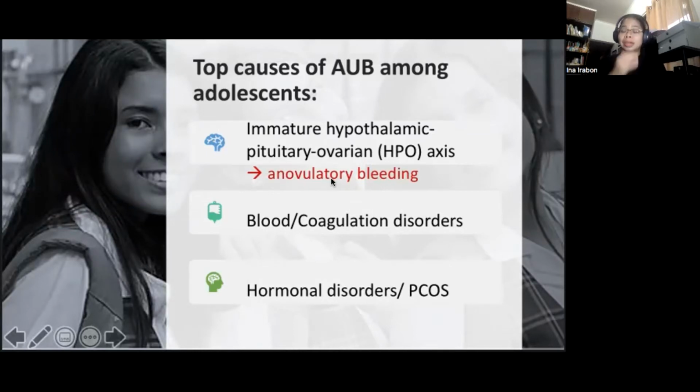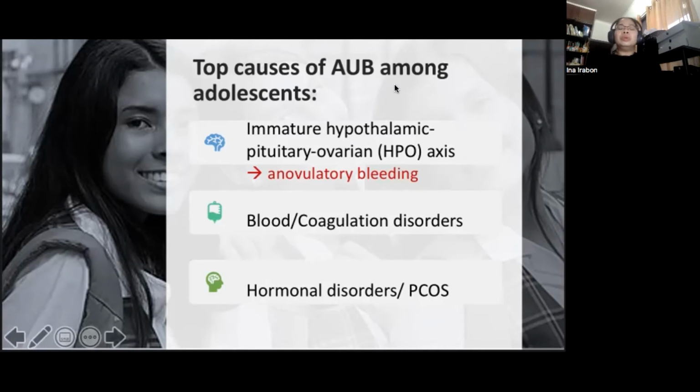And remember, as I've told you, a patient has to ovulate in order for progesterone to be produced, and that progesterone will stabilize the endometrium. Without that progesterone to stabilize the endometrium, and only estrogen as the predominating hormone, that can cause non-cyclic abnormal bleeding in these groups of patients. The second most common cause of AUB among this age range will be blood or coagulation disorders, and the third will be hormonal disorders, including PCOS.